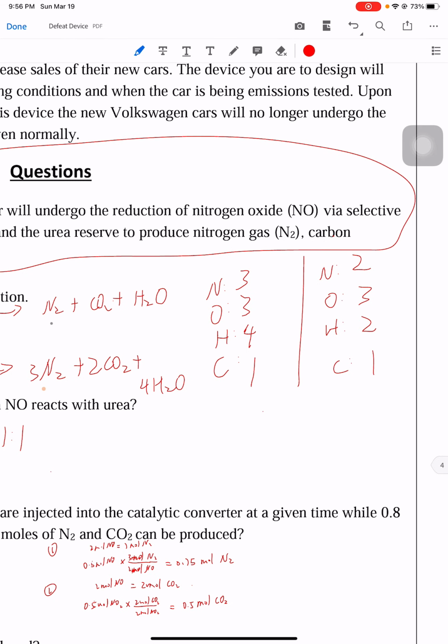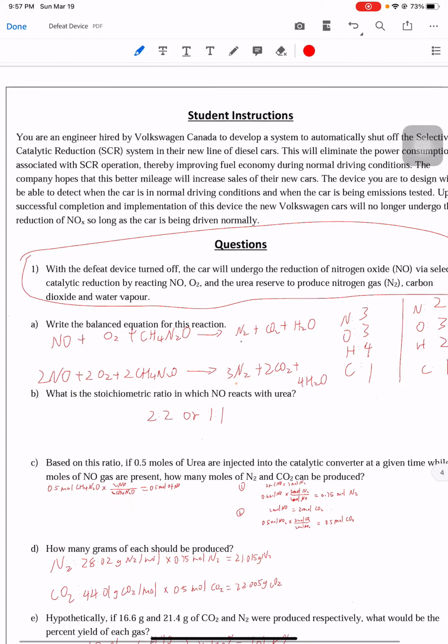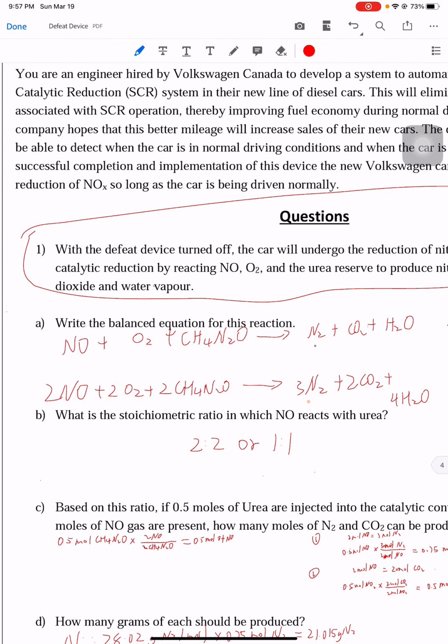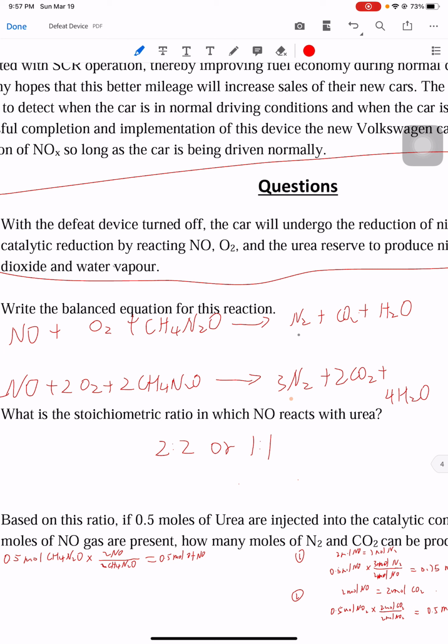So for the left side, we can get 3 elements of N, 3 elements of O, 4 elements of H, and 1 element of C. For the right side, we can get 2 elements of N, 3 elements of O, 2 elements of H, and 1 element of C. So we can get a balanced reaction. It's 2NO plus 2O2 plus 2CH4N2O equals 3N2 plus 2CO2 plus 4H2O.